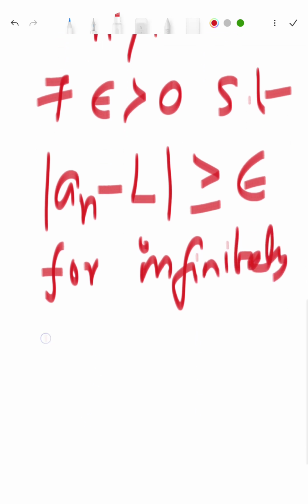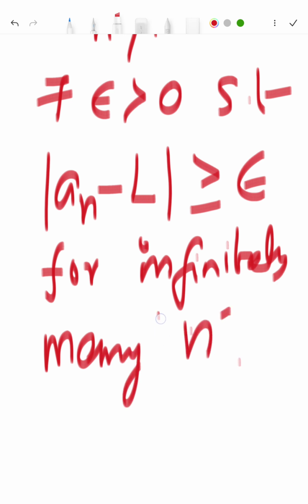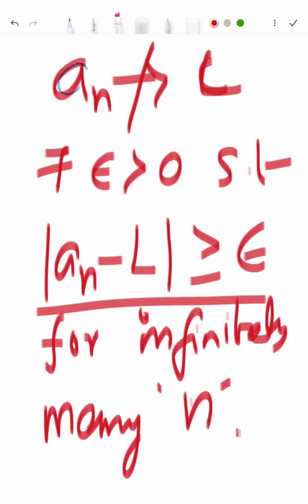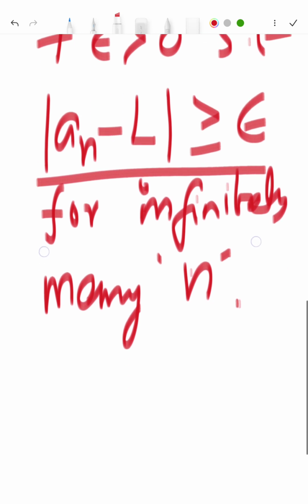See, here you have to notice it's not for all n. I'll explain with an example. Only if for infinitely many n this is true, then we can say that for some epsilon, a_n does not converge to L.